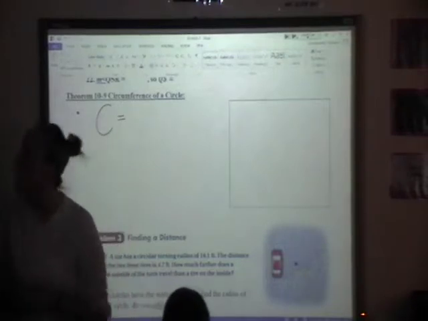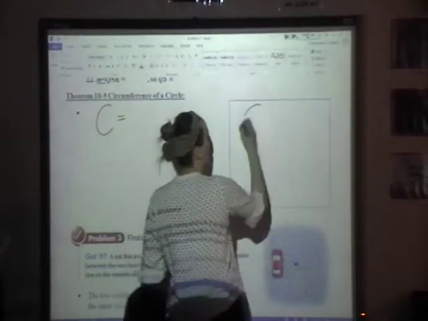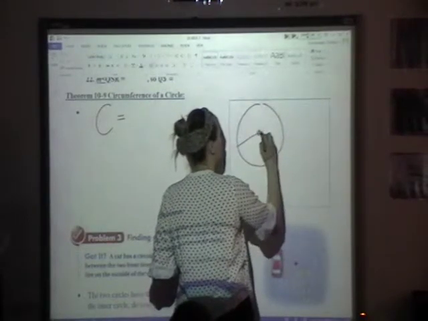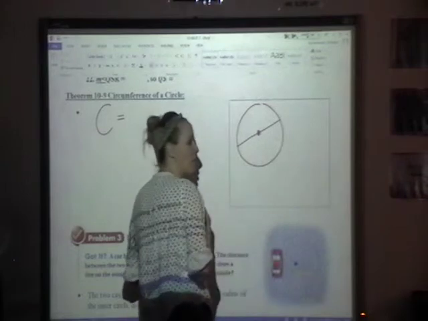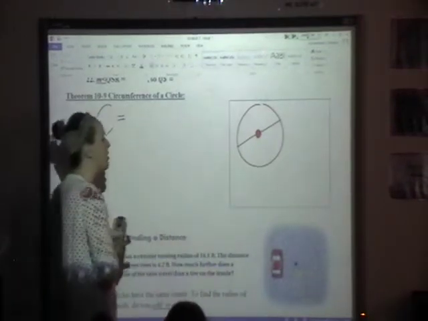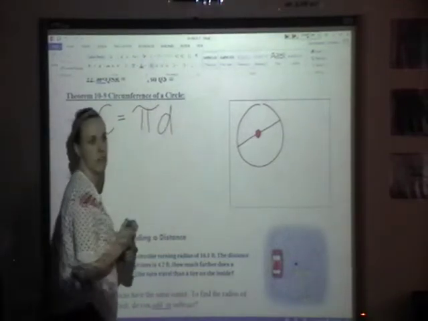One way is if you have your diameter. Your diameter is the full length from one end of the circle through the center to the other end. It looks like a Pokemon ball. If we have our diameter, we can find our circumference by pi d.